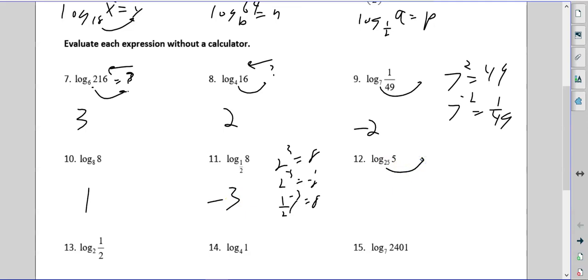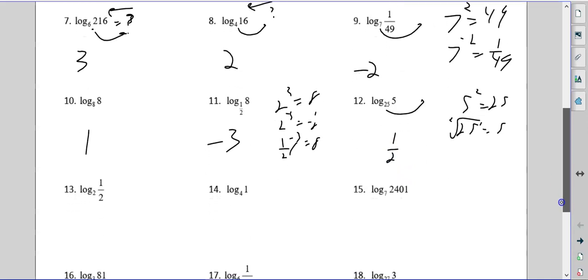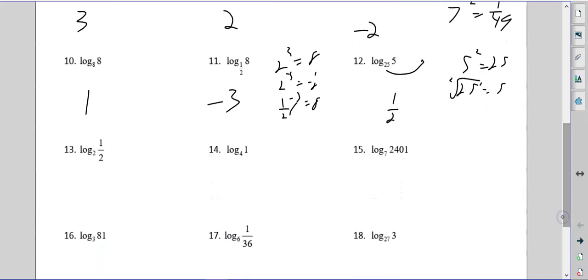So if you think backwards, 5 squared is 25. So 25, the square root is 5. And if we think back to radicals, 25 to the 1/2 is 5. 2 to the first power is 2. So to get it on the bottom, the denominator, it's just -1. So again, 2 to the 1 would be 2. 2 to the -1 is 1/2.